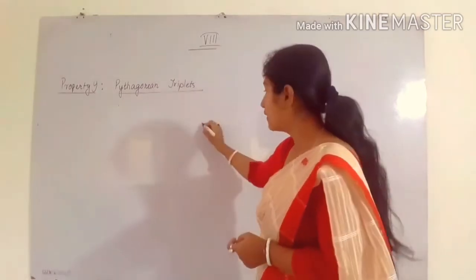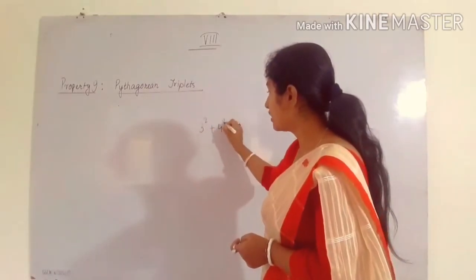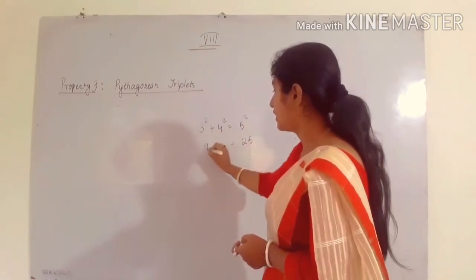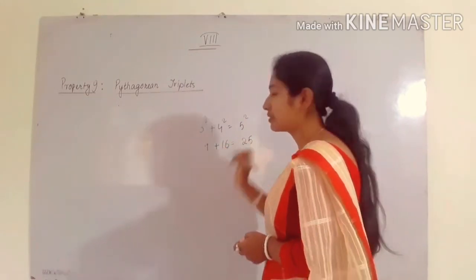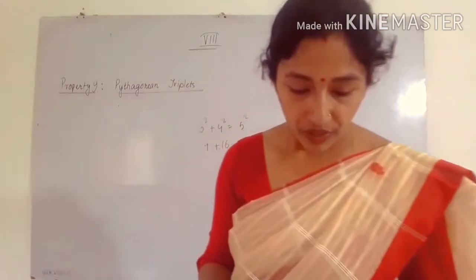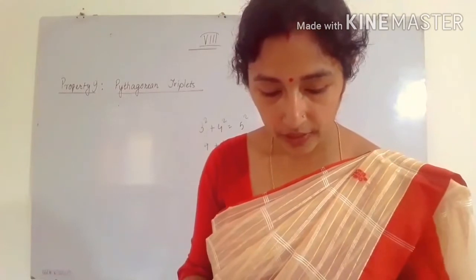The reason is 3 square plus 4 square is equal to 5 square. You can check. This is 25, this is 9 and this is 16. So 9 plus 16 is what? 25. So this is called a Pythagorean triplet. Similarly, you have more examples here.